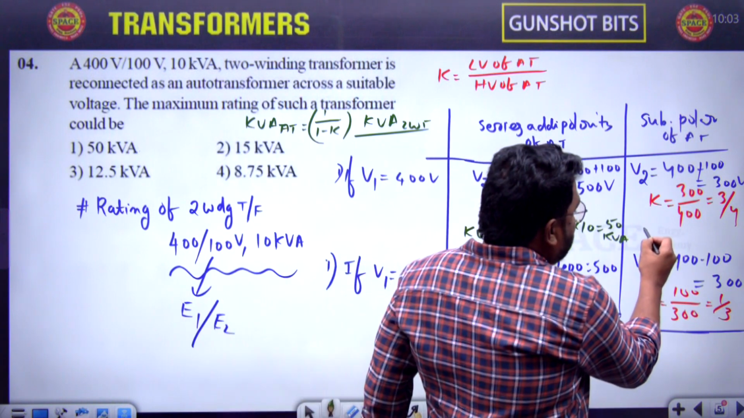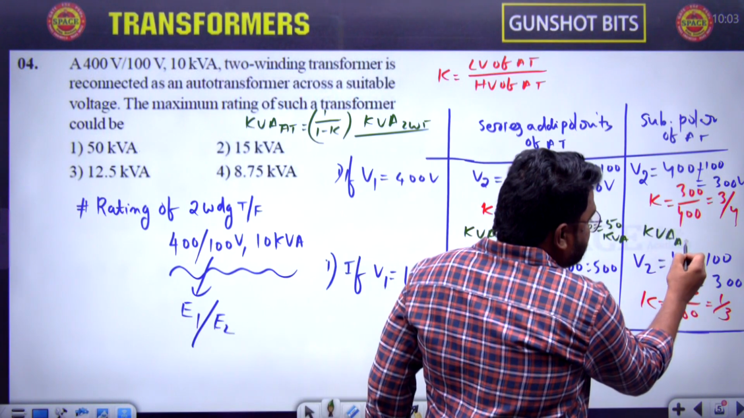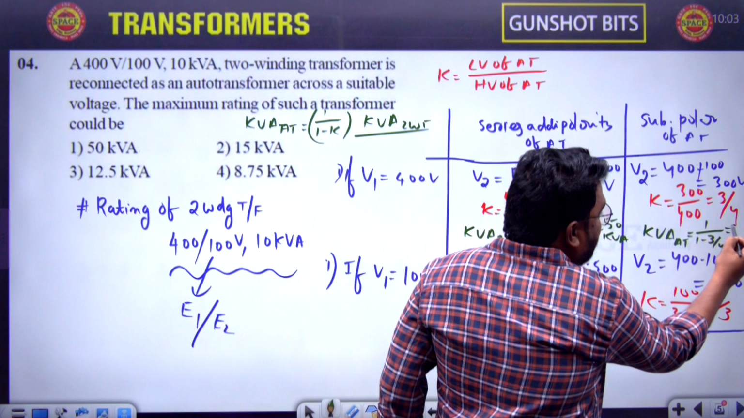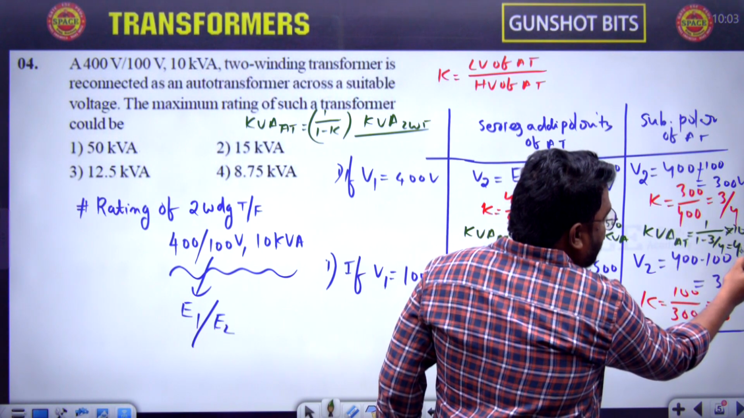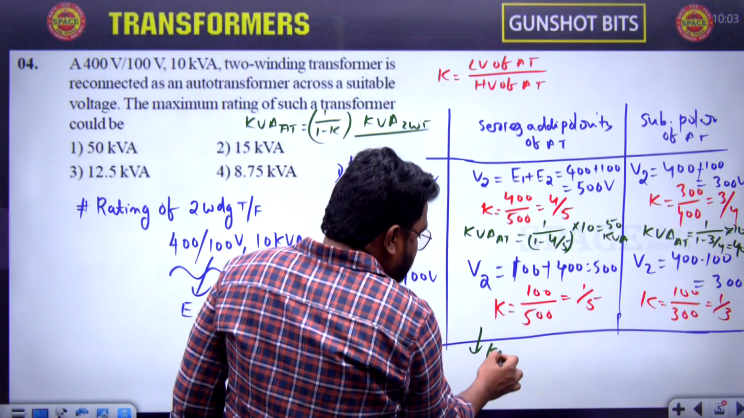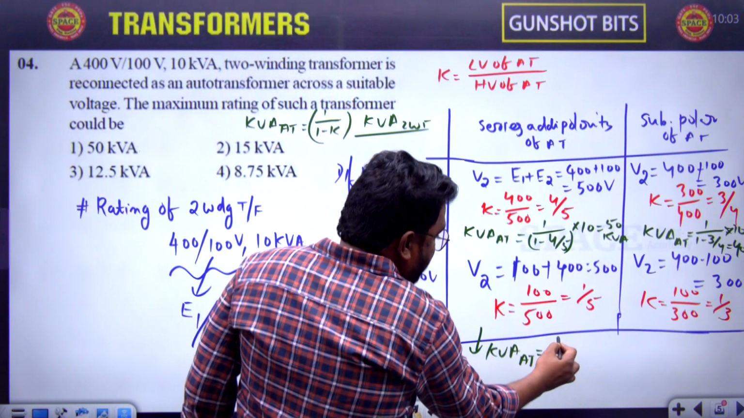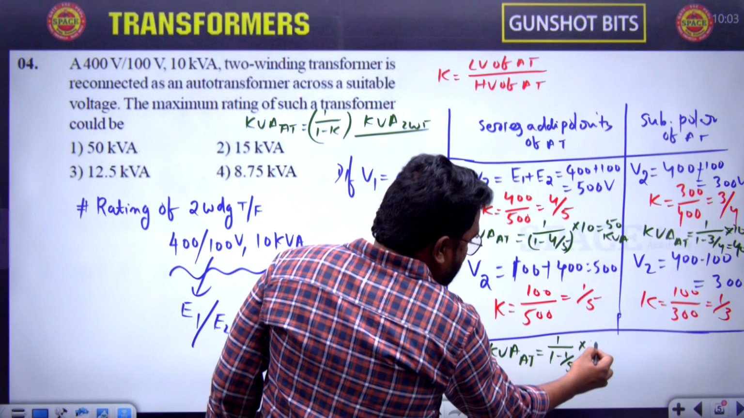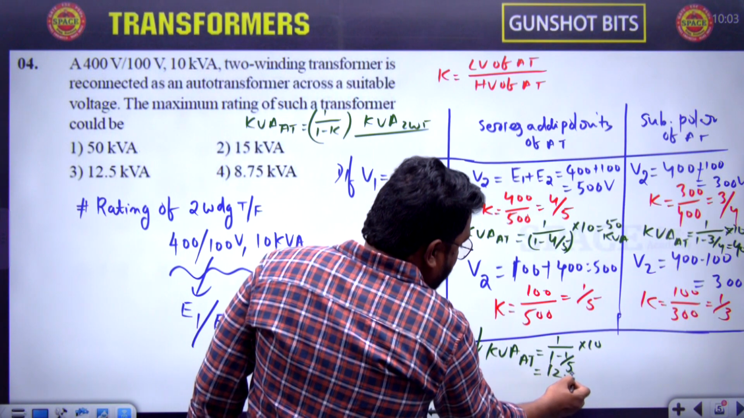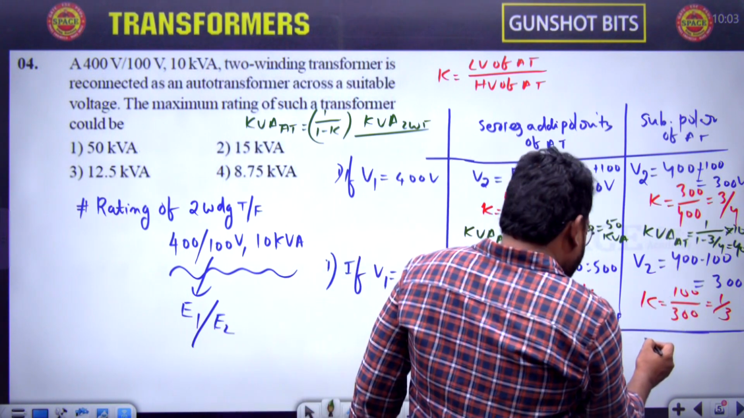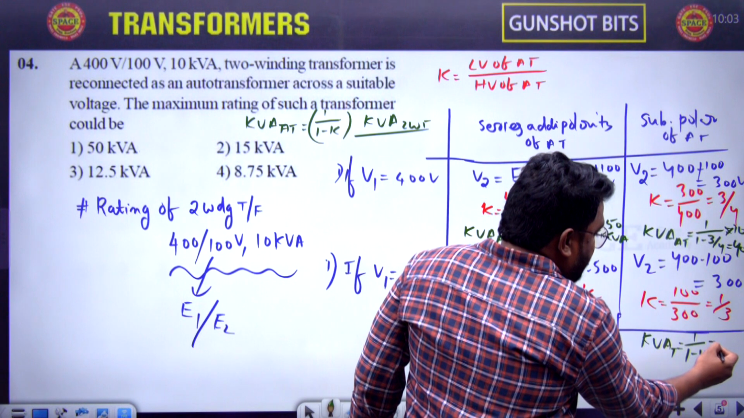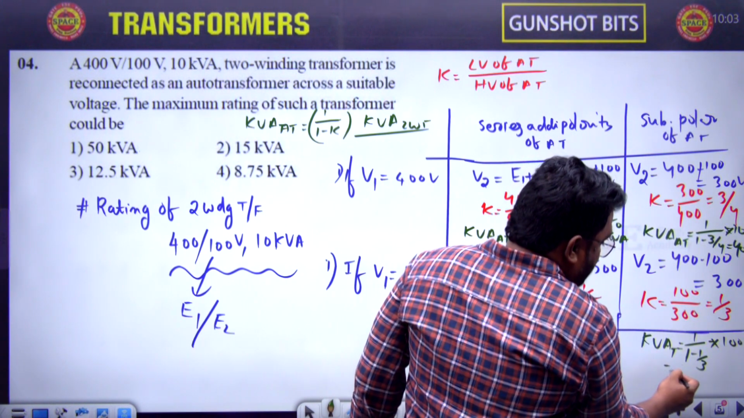Now again, let us calculate the KVA rating of the auto transformer: 1 by 1 minus 3 by 4, multiplied by 10, equal to 40 kVA. So here we get 40 kVA. Now in this case, the KVA rating of the auto transformer is 1 by 1 minus 1 by 5, multiplied by 10, so it is 5 by 4 times 10, that is 50 by 4, so 12.5 kVA. Now in this one, 1 by 1 minus 3 multiplied by 10, so it is equal to 15 kVA.